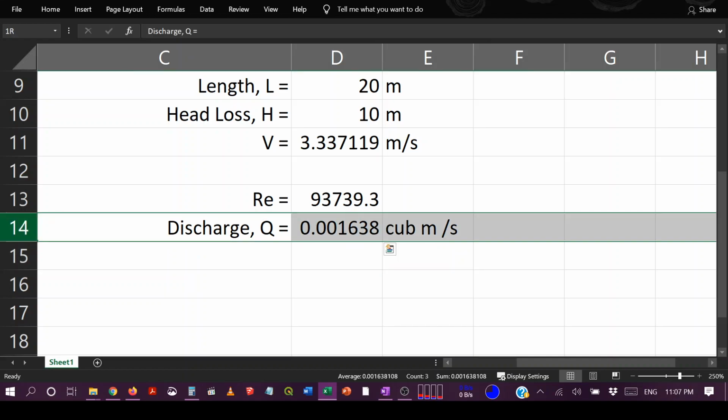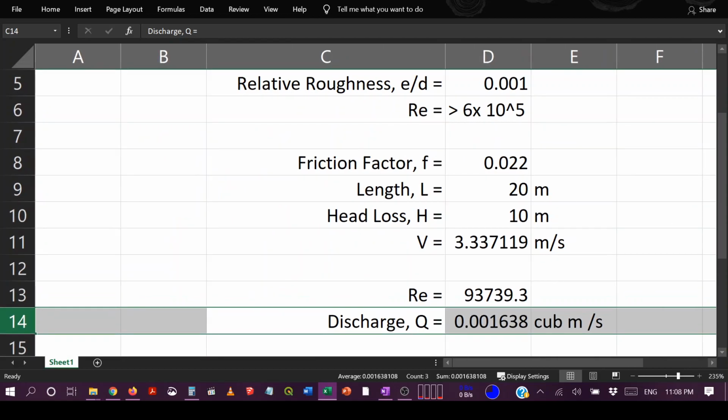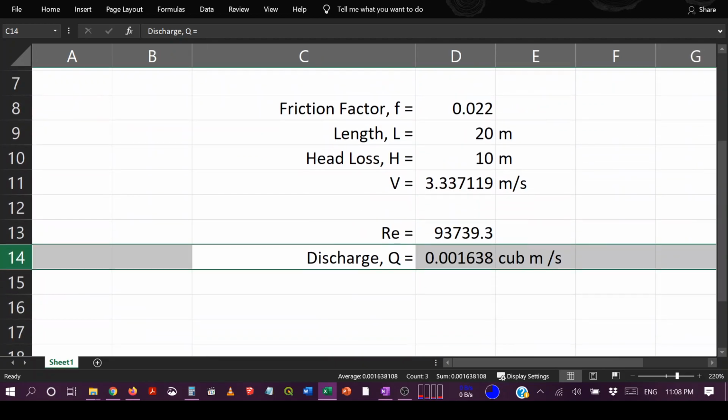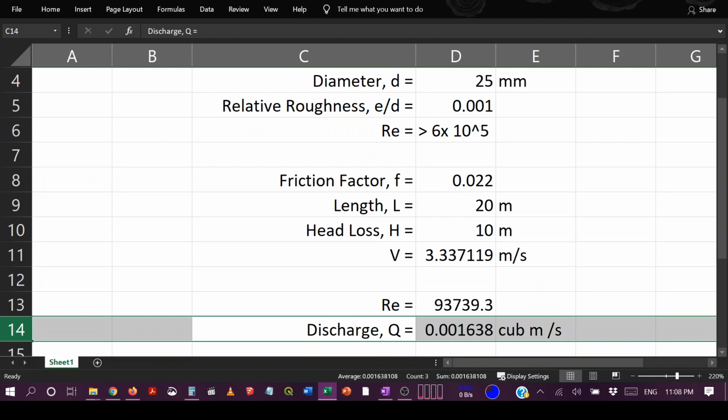This is the discharge. So this is how we are going to use the Moody's diagram to solve this kind of pipe flow problems. So I hope you have understood a little bit about how to use this diagram, and also a little bit of Excel, how to use it.